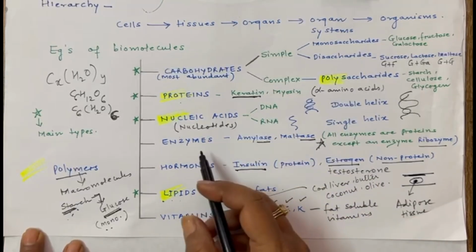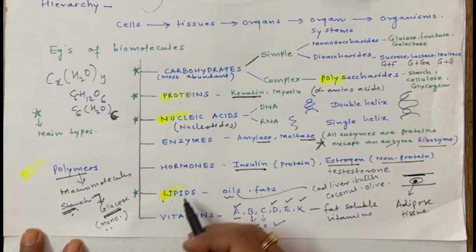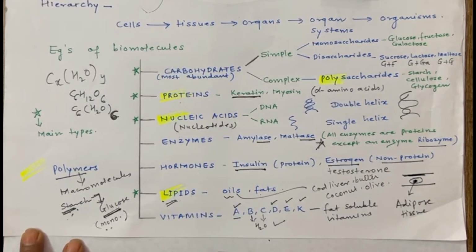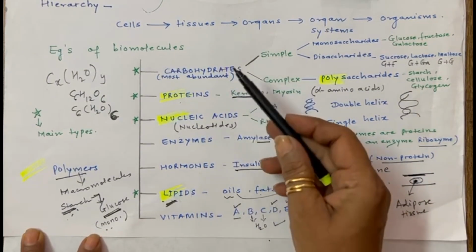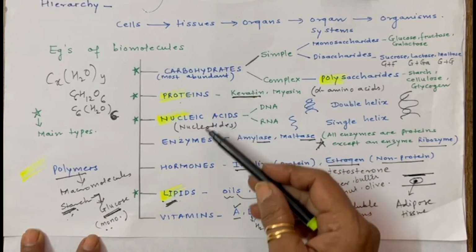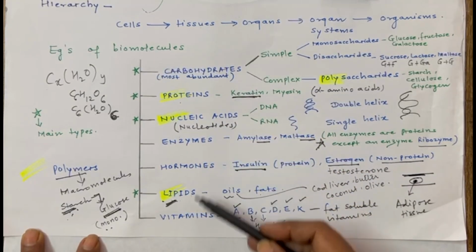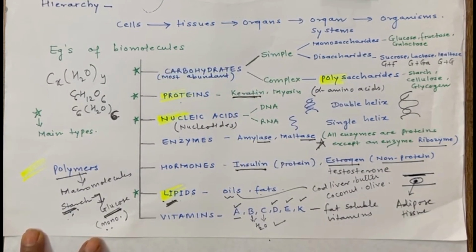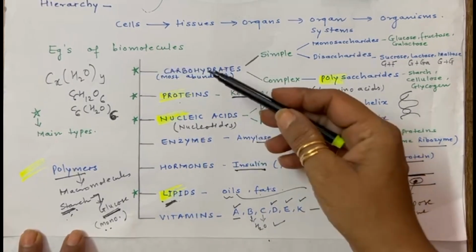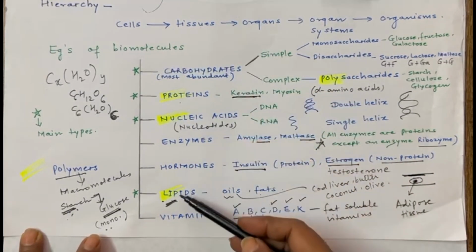Enzymes are not polysaccharides, they are not polymers. Lipids are again polymers of different units. So we don't have to study lipids in great detail in our class 12. Basically, the main types which we are going to focus around in this chapter will be carbohydrates, proteins, nucleic acids, enzymes, hormones, vitamins. So if someone asks us what are the main categories of biomolecules, these are the 4 different types, the major ones: carbohydrates, proteins, nucleic acids and lipids.